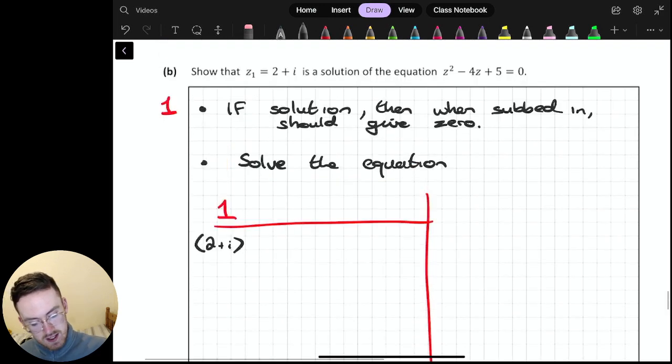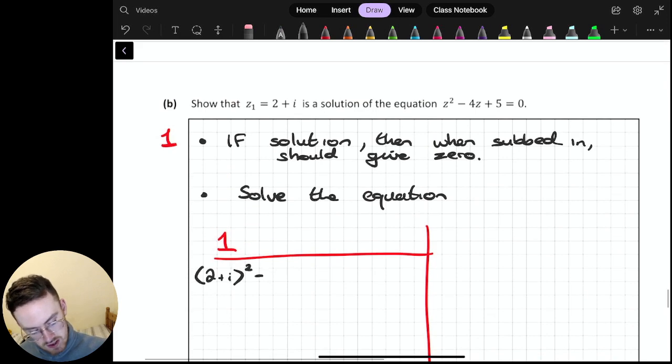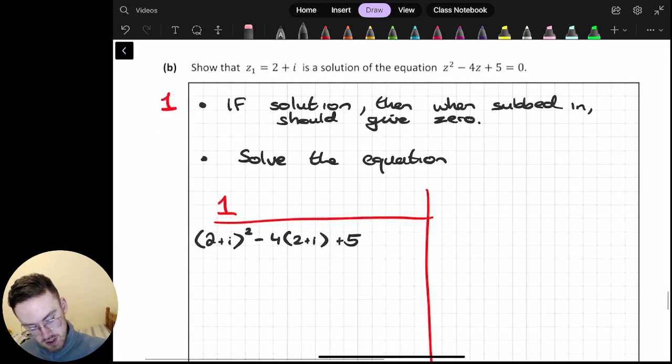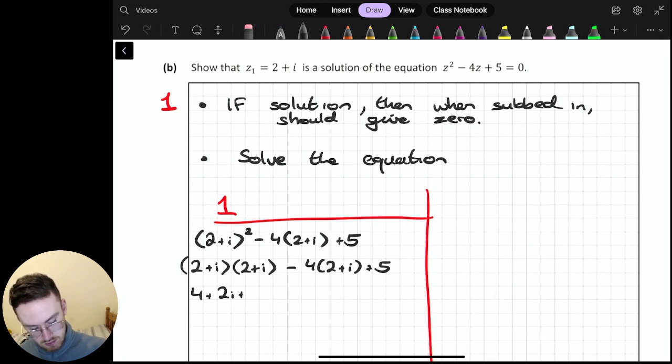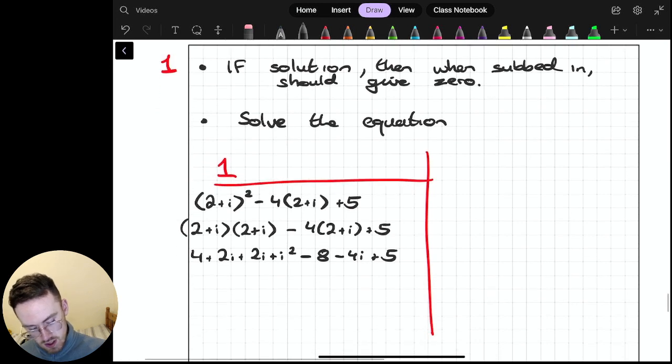So (2 plus i) squared minus 4 by (2 plus i) plus 5. 2 plus i squared, we can write that out for ourselves, even if we're just afraid that we will make a mistake multiplying out the brackets. We can write it out there just in full for ourselves. That's going to give us 4 plus 2i plus 2i plus i squared minus 8 minus 4i plus 5. Let's tidy this up a bit. Focusing on the numbers, 4 minus 8 plus 5. Okay, so that's going to become 1.